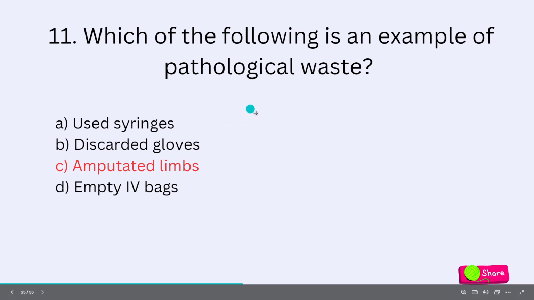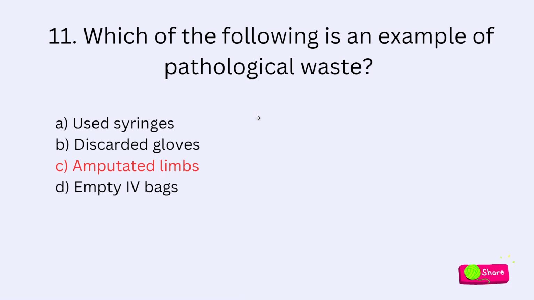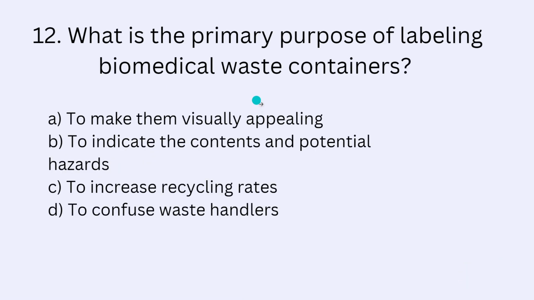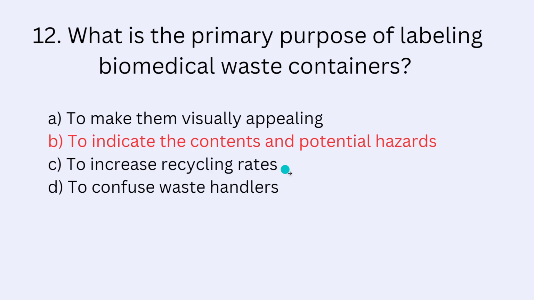So amputated limbs are pathological waste. Next question, what is the primary purpose of labeling biomedical waste containers? To make them visually appealing? No. To indicate the contents and potential hazards? Option C, to increase recycling rates. Option D, to confuse waste handlers. Recycling rates is wrong, and to confuse waste handlers is wrong. So the right answer is to indicate the contents and potential hazards, to identify them very easily.